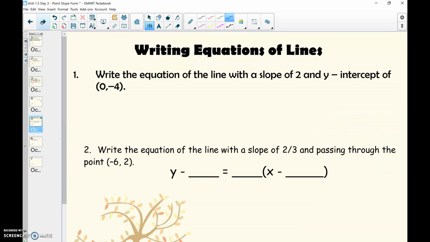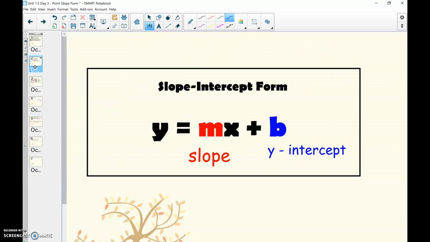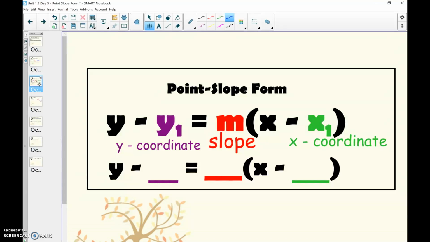Alright, so let's actually put these into practice. First things first, let's read through our problem. It says, write the equation of the line with a slope of 2, kind of an important piece of information there, and a y-intercept of 0, negative 4. So looking back at my equations I had, if I have a slope and a y-intercept, should I use the slope-intercept form or the point-slope form?